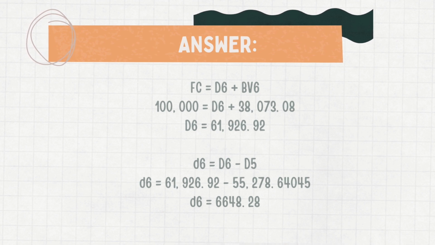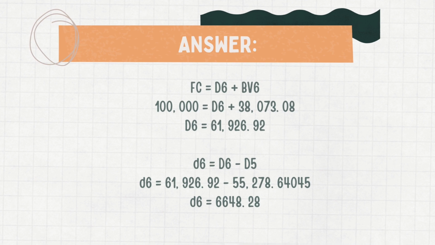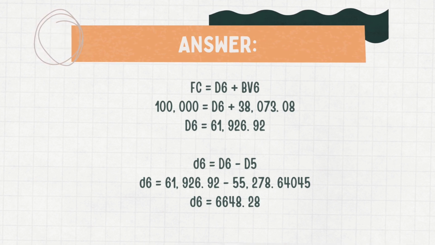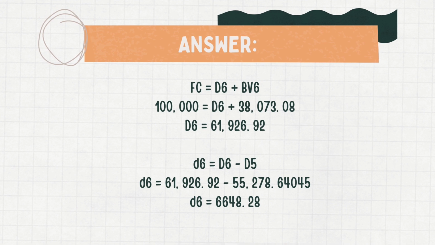Next step is finding the value of D6. First cost is equal to D6 plus book value at the end of 6 years. 100,000 is equal to D6 plus 38,073.08. D6 is equal to 61,926.92.